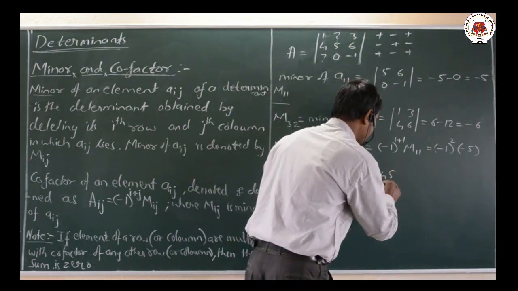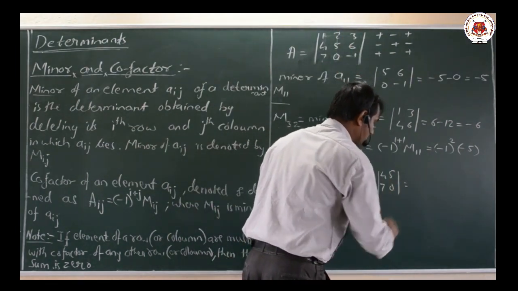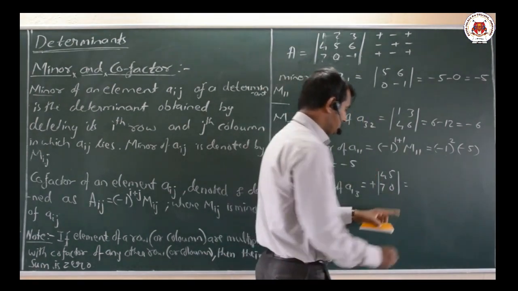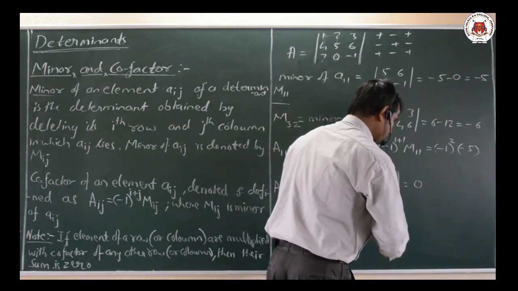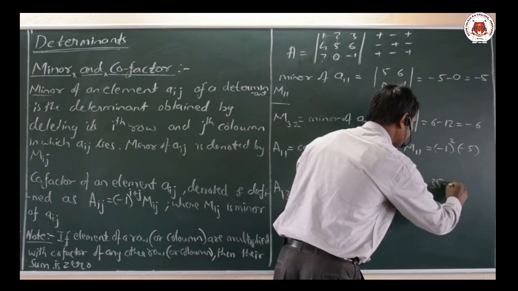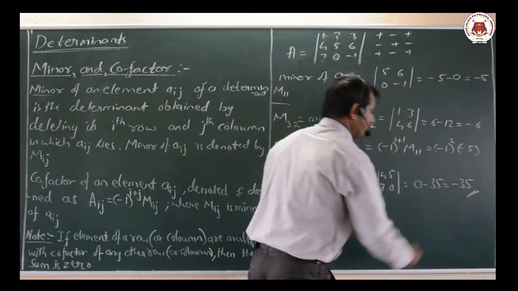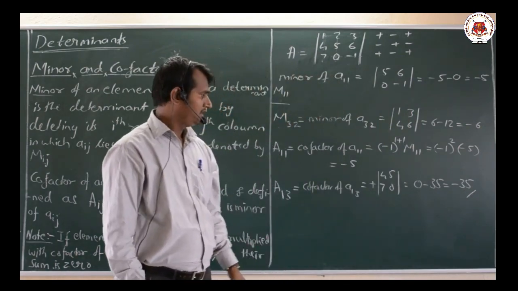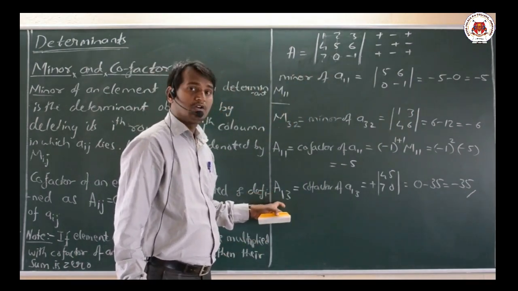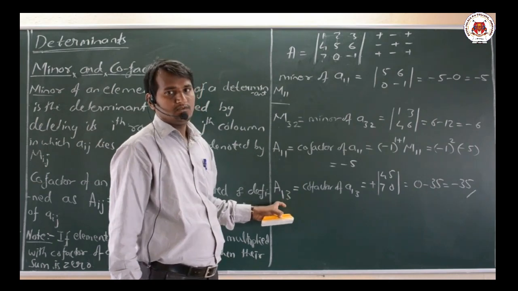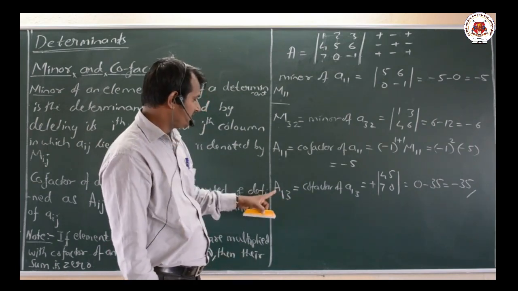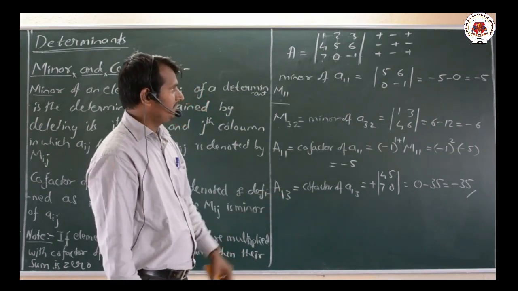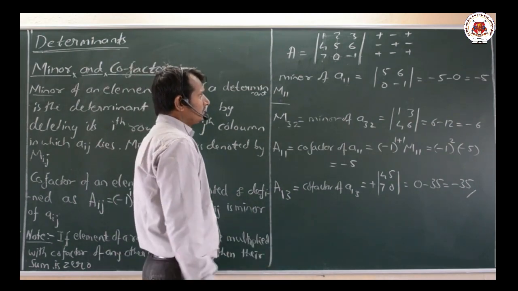4, 5, 7, 0, which is equal to 4 into 0, 0, then 7 5s are 35, the value is minus 35. Okay, is it clear? That is minus 35. Now it is nothing but a shortcut to find the value of the cofactor of the element, and it is denoted by Aij.